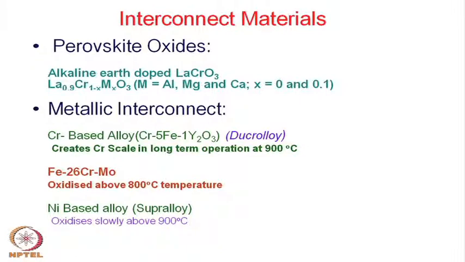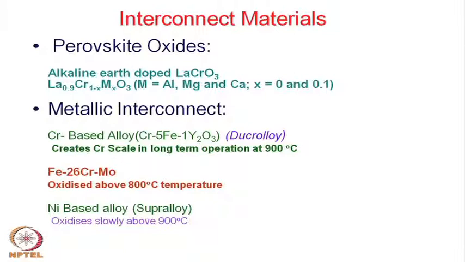One started with perovskite oxides, since most of the other materials are basically oxides or ceramic materials. So, a natural choice was to find a high temperature oxide which is electronically conducting, and one could find this kind of compound, again a perovskite compound, lanthanum chromite. Lanthanum chromite has a fairly high melting point, and at high temperature it has a very good electronic conductivity.